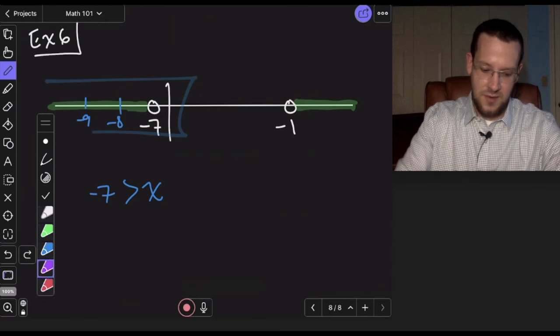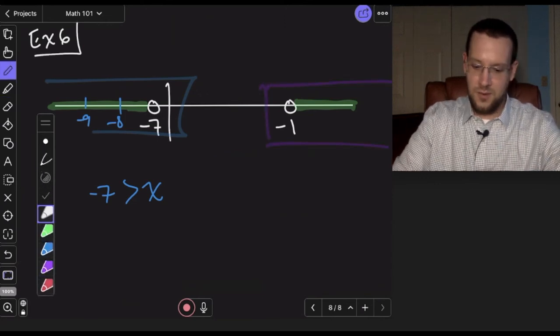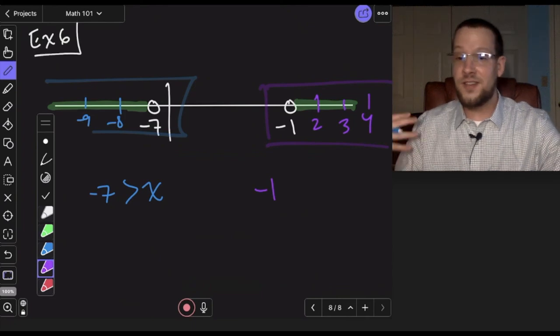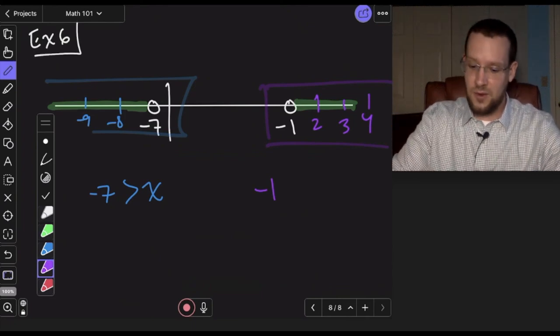Let's look at these values over here in pink. We have -1. So -1 is going to be our value in question. And we have numbers like 2, 3, 4. So are these numbers greater than or less than -1? These numbers are greater than. So x is greater than -1.